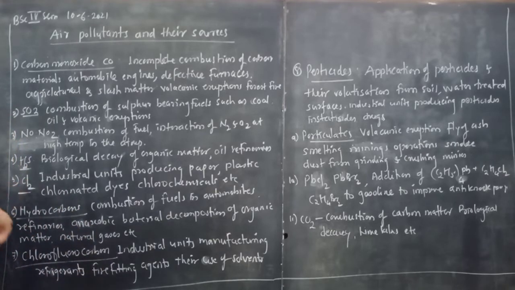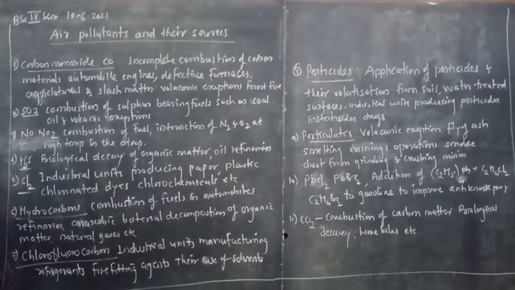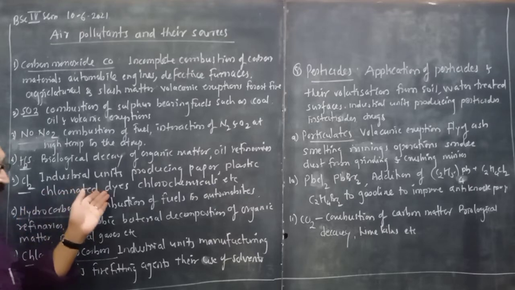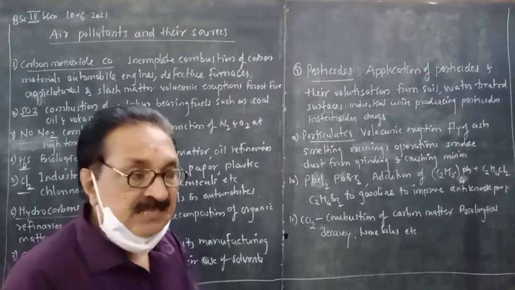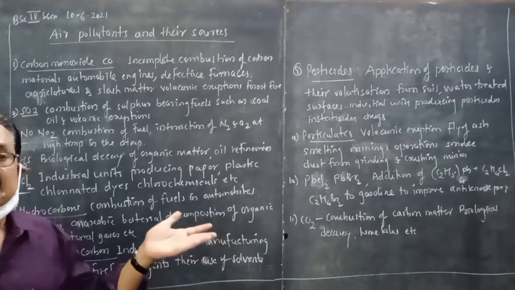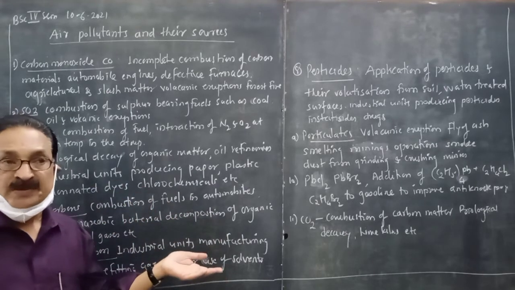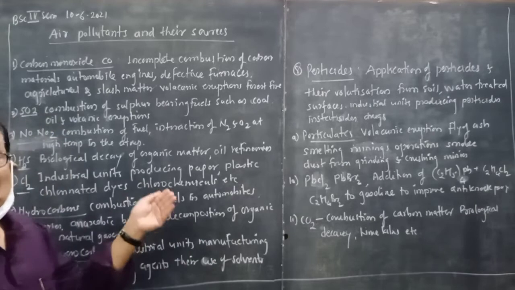Next one is chlorine. Industrial units producing paper, plastics, chlorinated dyes, and chlorochemicals are there. In all these industries, in the unit processes, what happens? The chlorine gas is exposed to the atmosphere, and that chlorine also leads to pollution of the air.